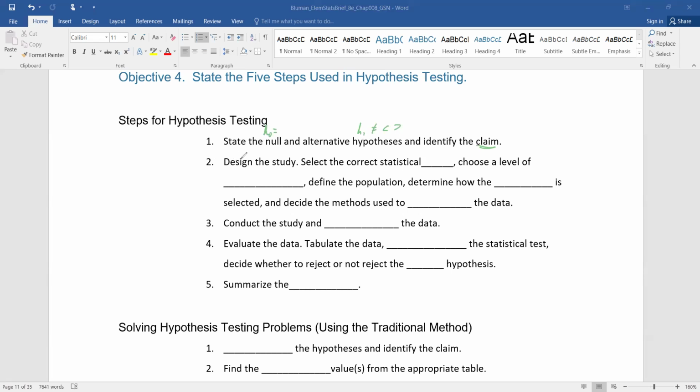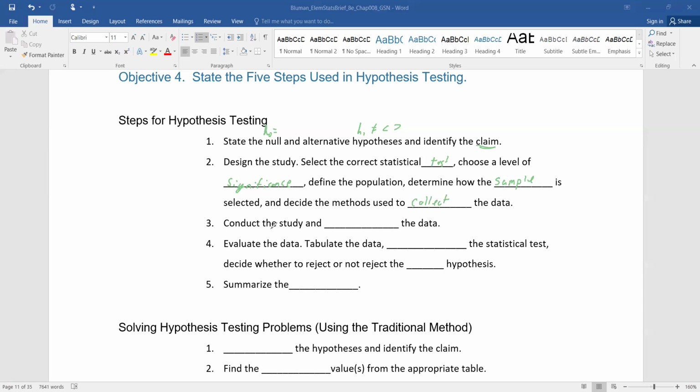Then step 2, we'll design the study, select the correct statistical test, which we haven't talked about yet, but we will. And then we will choose a level of significance, which will then determine our probability of getting a type 1 error. Define the population, and then determine how the sample is selected and decide the methods used to collect the data.